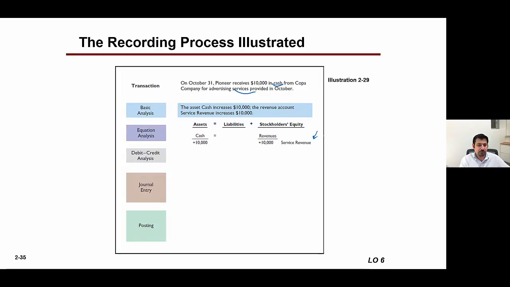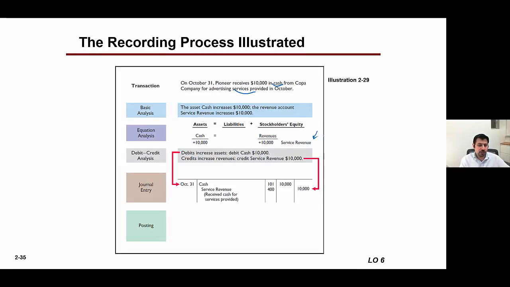Now we know that cash is an asset, debits increase assets, so we debit cash 10,000. On the other hand, service revenues are credit accounts and they increase with credits, so we credit service revenue $10,000. The transaction would be October 31st, cash was debited 10,000, service revenue was credited 10,000, and the explanation would be received cash for services provided. Then we post them to the appropriate accounts on the ledger.